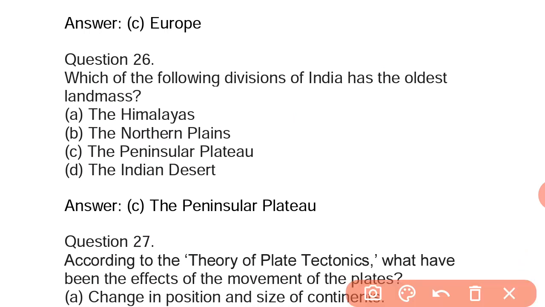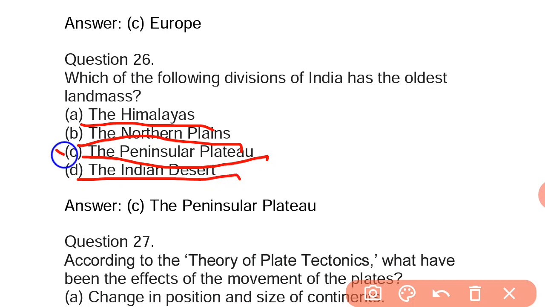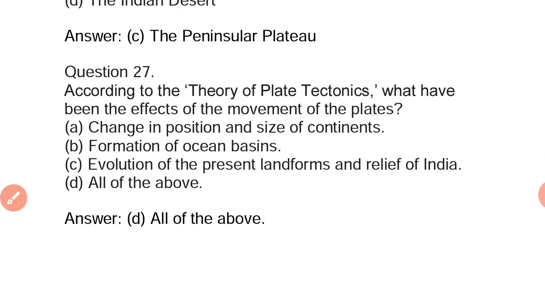Which of the following divisions of India has the oldest landmass? Option A the Himalayas, option B the Northern Plains, option C the Peninsular Plateau, option D the Indian Desert. Right answer is option C the Peninsular Plateau. Next question.